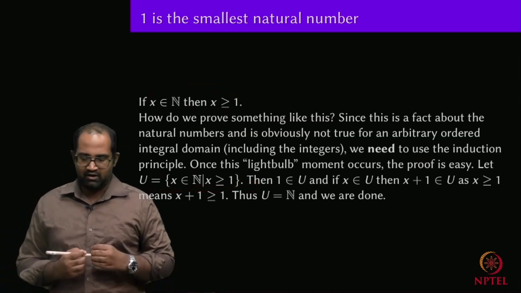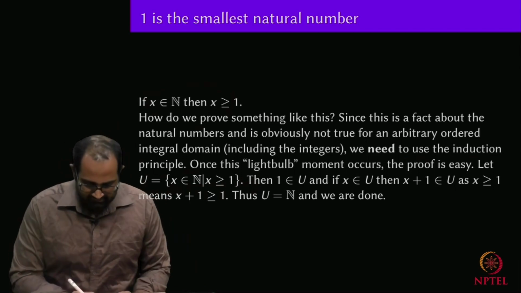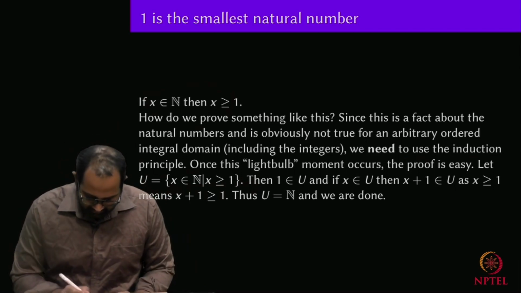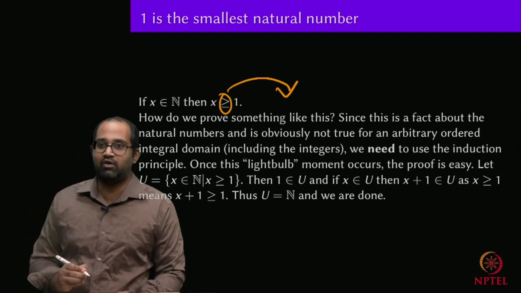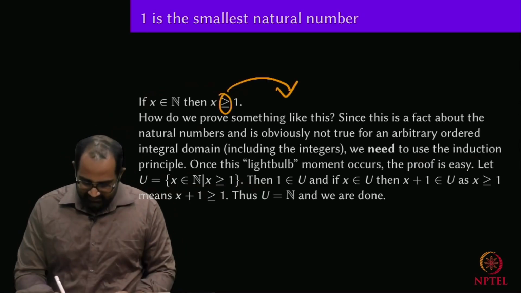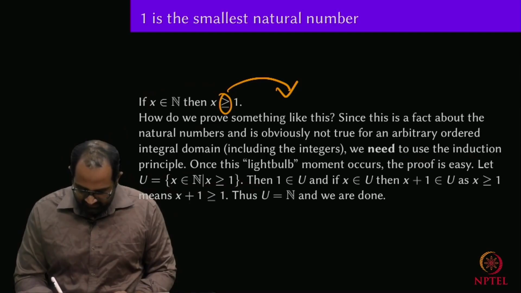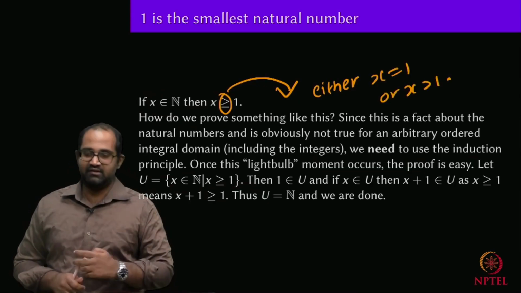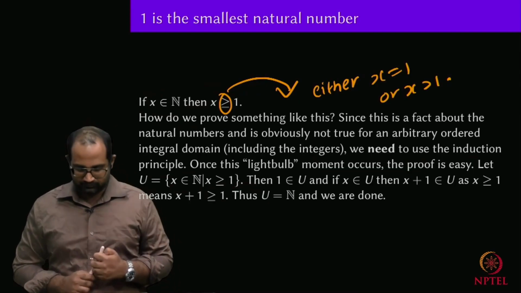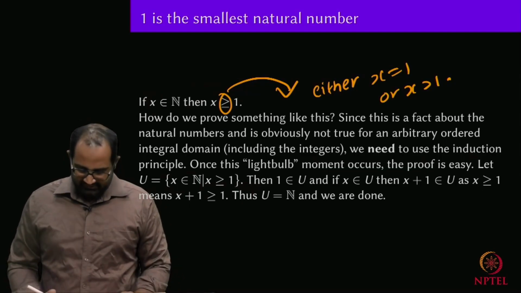Maybe I did not specify what this symbol, greater than or equal to, means. Let me just recall, because I don't recall whether I introduced it last week. This means either x equal to 1 or x greater than 1. That's what this symbol is a shortcut for. So let's carry on with the proof.